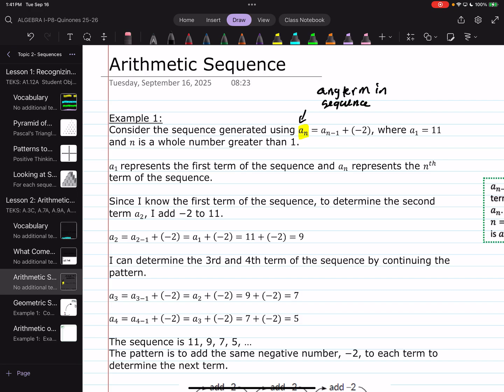Now, here's the next part. A sub n minus 1. Again, these are not operational. Those sub values underneath don't mean anything as far as operational wise. But what it does mean is this one is the previous term. And then finally, this represents my common difference.